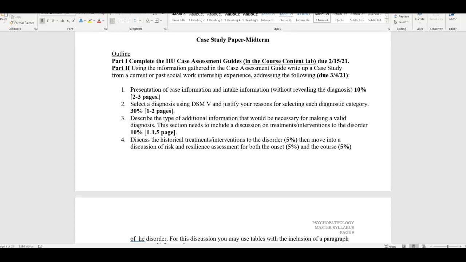And what you're going to do is, after you submit the case study guide, I want you to continue to study it, review it, look at all the information on it, analyze, and reflect on all the key areas and sections of that biopsychosocial assessment. And then once you've done that, you're ready to write up your case study.